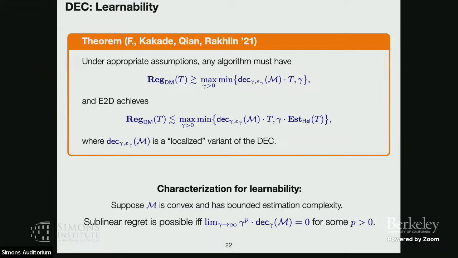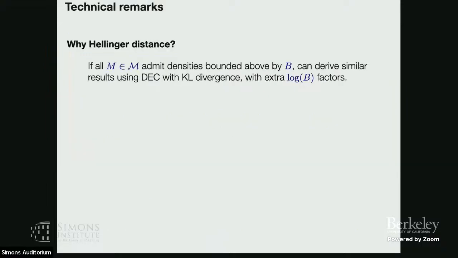Let me make some technical remarks before I move on. First of all, to answer this question of why Hellinger distance, this is not super important compared to other information theoretic divergences. As long as you make pretty mild assumptions on the densities, that they're bounded above, you can get essentially the same results up to log p factors. The Hellinger is just the choice that makes the upper and lower bounds as clean as possible simultaneously, is the way I would describe this.